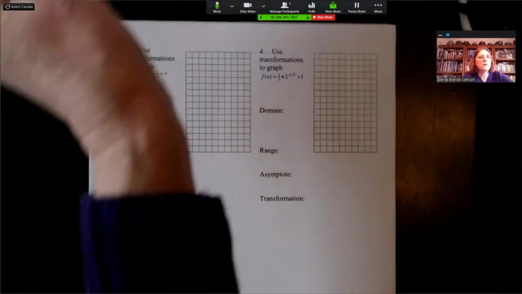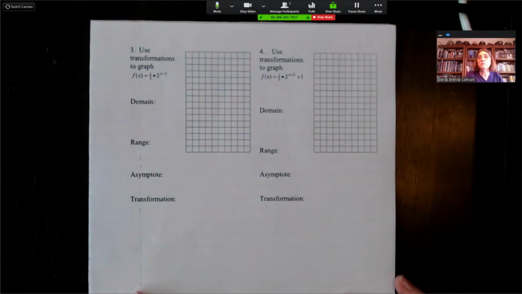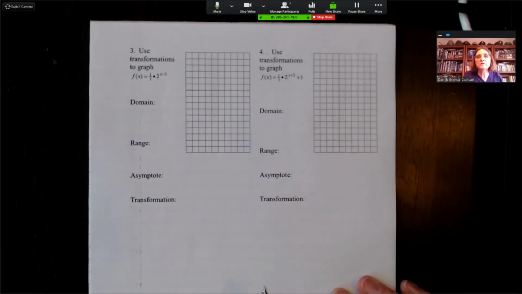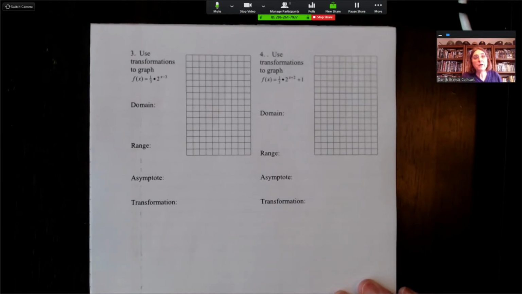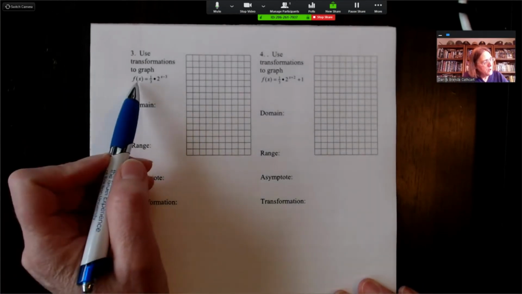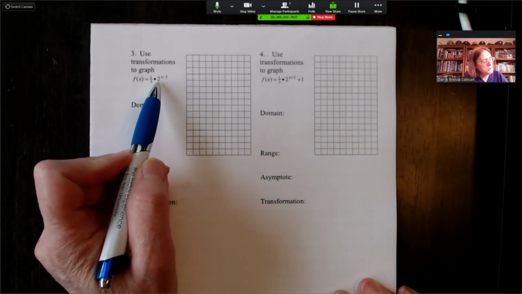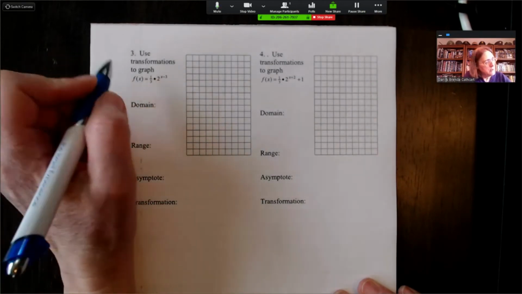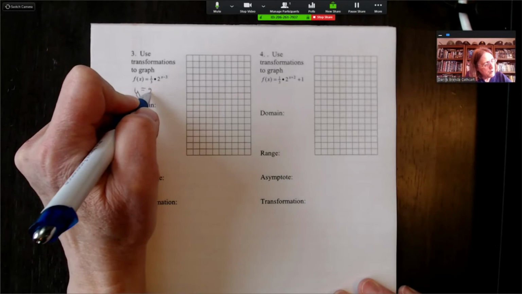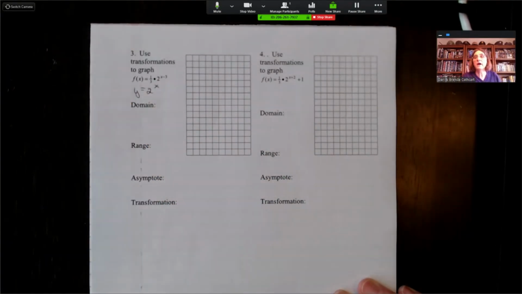So now let's go ahead and look at two more graphs. We're going to use transformations to graph these two functions. So instead of plotting points, we're just going to use transformations. In order to do that, we have to identify the parent function. So for f of x, we have 1/3 times 2 to the x minus 3. Our parent graph is going to be y equals 2 to the x.